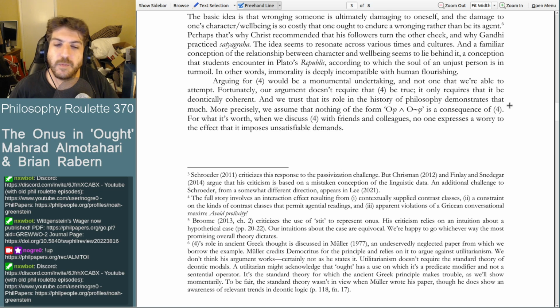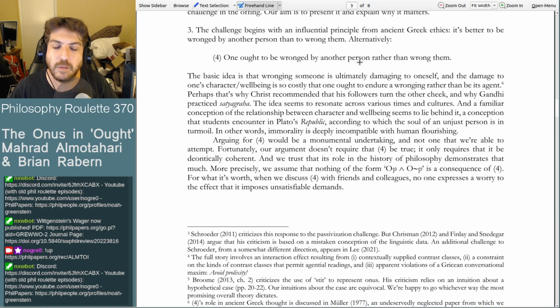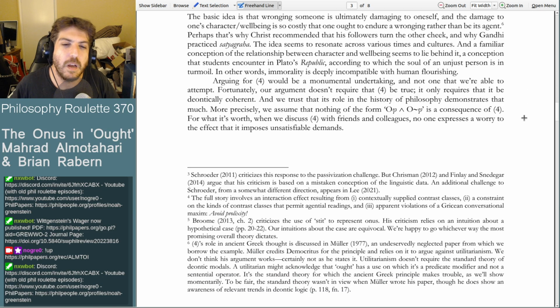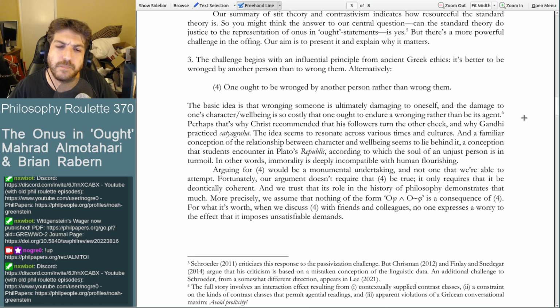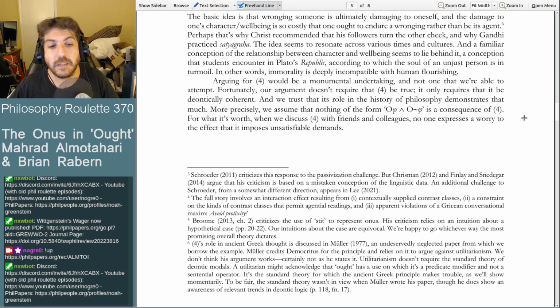Arguing for this, basically saying don't get hurt, that it's better to be injured than to do the injuring. Arguing for 4 would be a monumental undertaking and not one that we're able to attempt. Fortunately, our argument doesn't require that 4 be true, it only requires that it be deontically coherent. Well, maybe it is. I don't know about that. And we trust that its role in the history of philosophy demonstrates that much. Yeah, that's fair, that people have said this before. Again, I don't think it applies to actual humans, but people have said that in the history of philosophy.